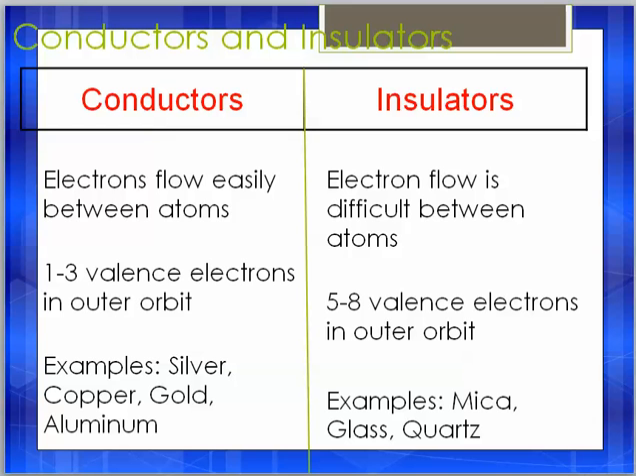So a little bit of notes here about conductors and insulators. Conductors are going to be atoms that have 1 to 3 valence electrons in their outer orbit. An example is most of your metals. Insulators: electron flow is difficult between atoms, and these are ones that have 5 to 8 valence electrons in the outer orbit. Examples could be mica, glass, quartz. Those are all things that have 5 to 8 valence electrons in their outer orbit.